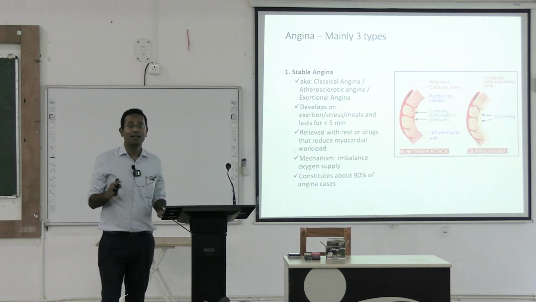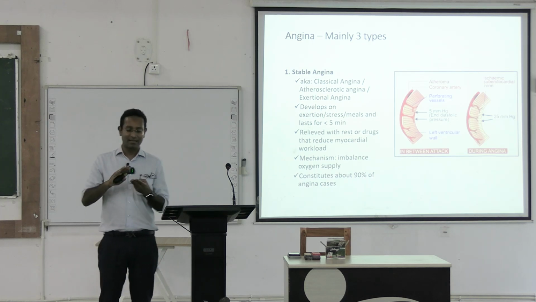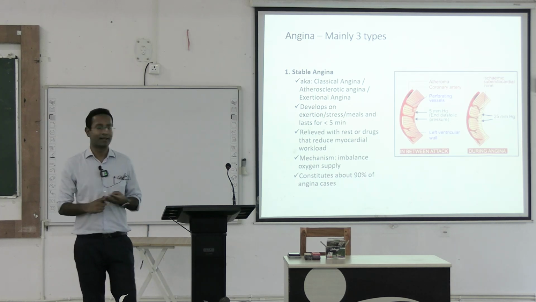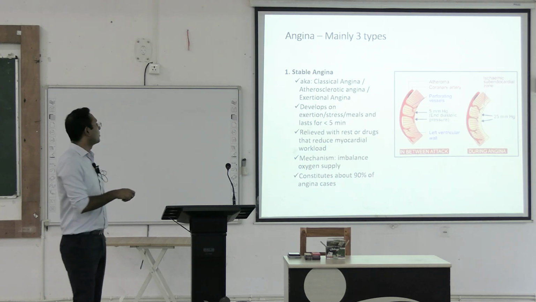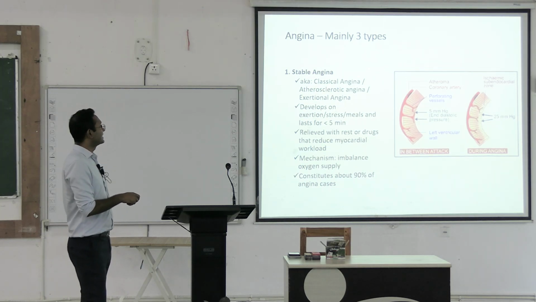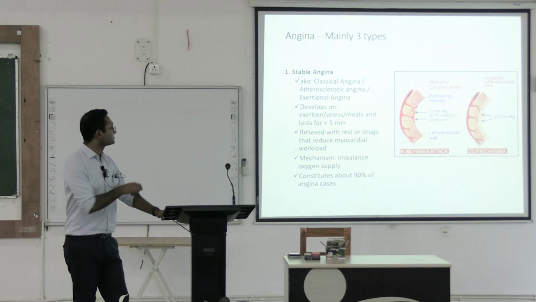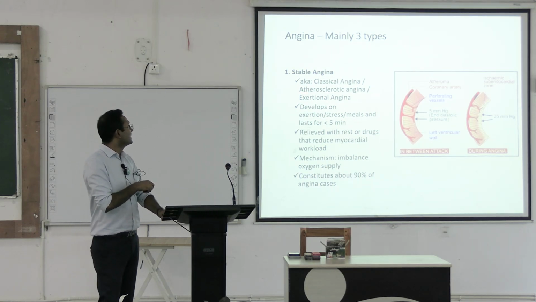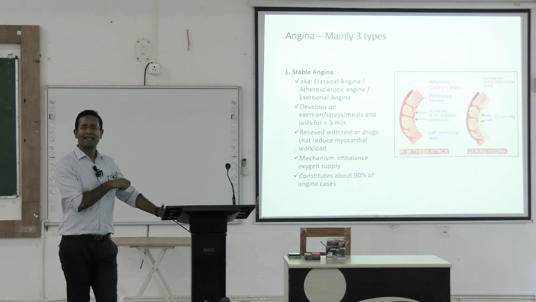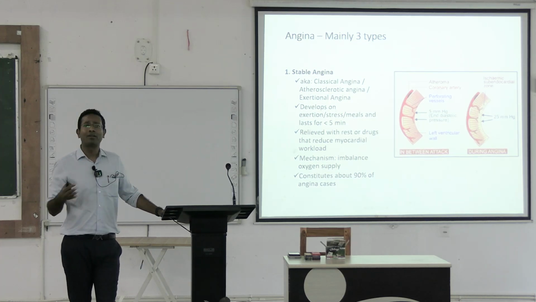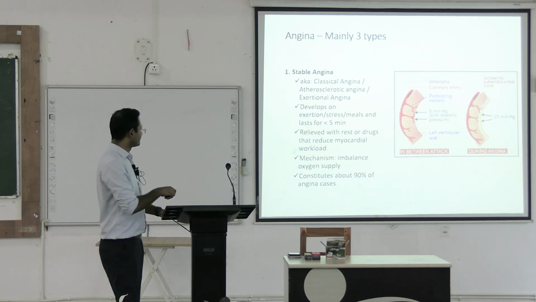Now, angina, this is what could be asked during your viva as well. Angina are mainly of three types. The first and the most common is the stable angina, also called the classical angina or atherosclerotic angina or exertional angina. What happens in this? It develops generally after exertion or stress, or even after meals, and lasts generally less than 5 minutes.